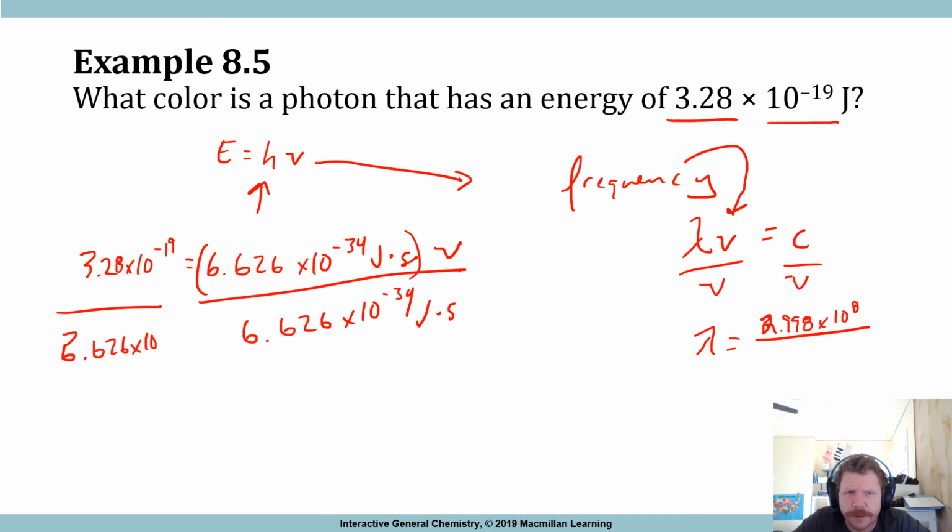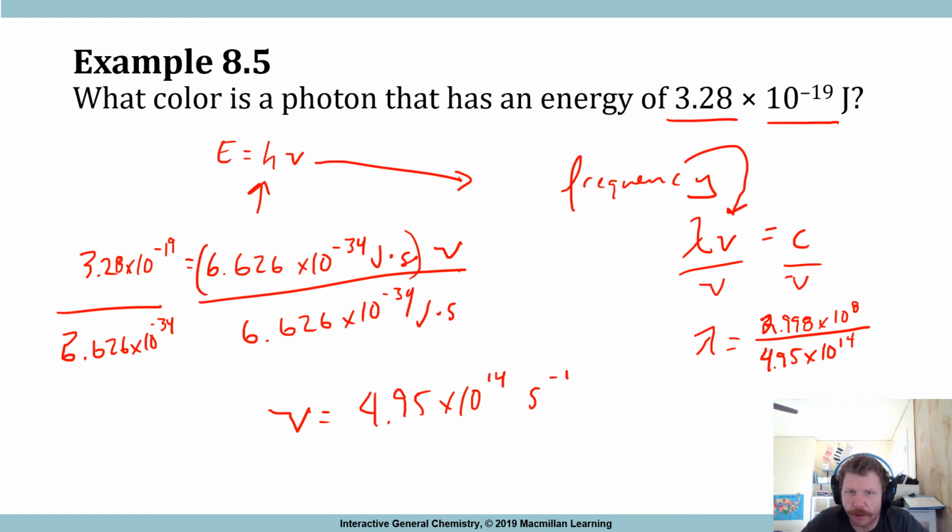6.626 times 10 to the negative 34th. So I'll plug this in. 3.28 times 10 to the negative 19th divided by 6.626 times 10 to the negative 34th, and I get a frequency that is 4.95 times 10 to the 14th inverse seconds. So 4.95 times 10 to the 14th.